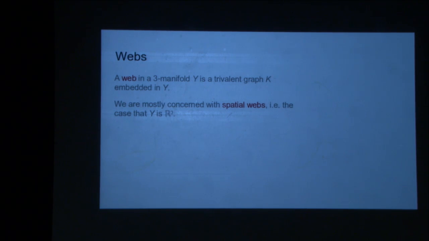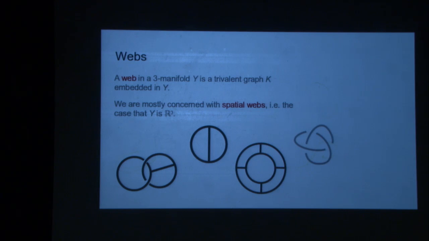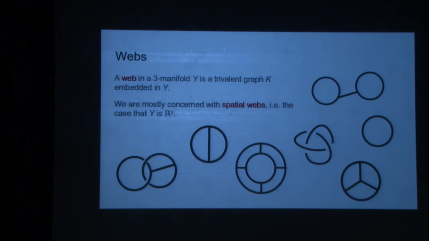Most of the time, the 3 manifold will just be R3. I'll talk about spatial webs for the case of a graph embedded in 3 space. So these are examples of what we mean by spatial webs. Most of those are visibly sort of planar. They're drawn as if they lie already in R2. And we've seen them before. 2 of them are not.